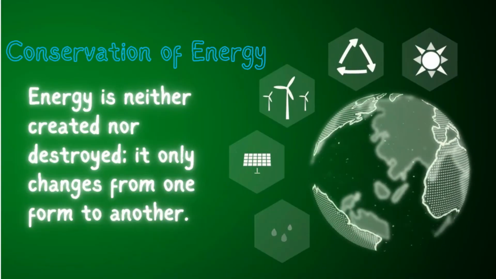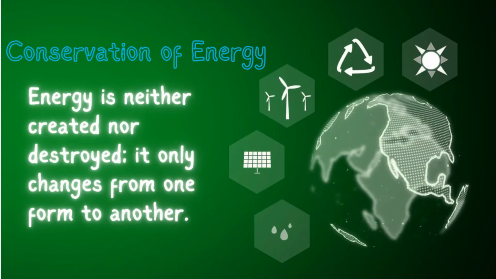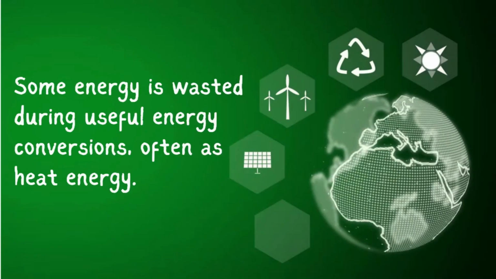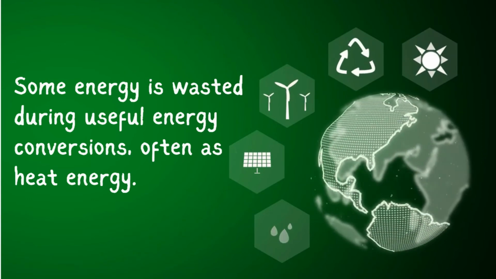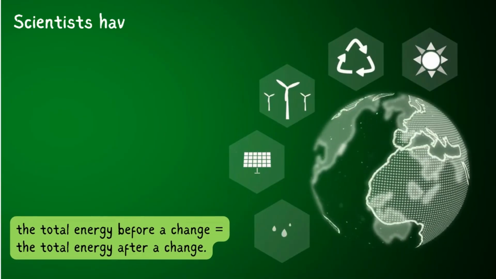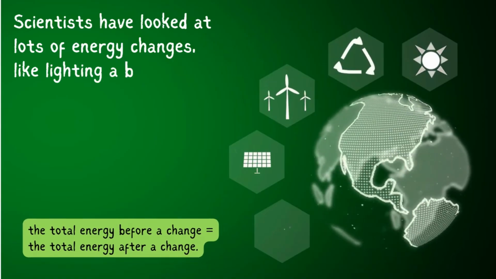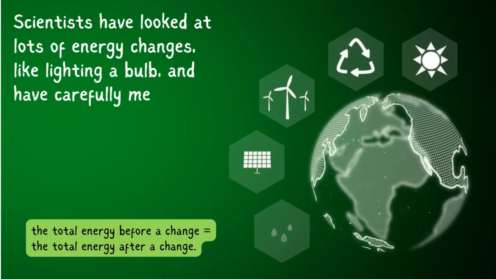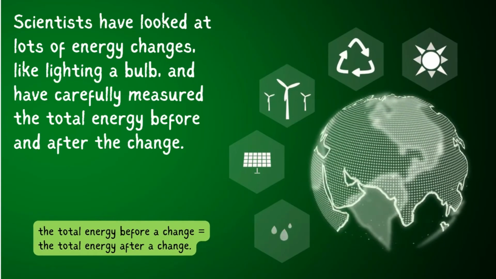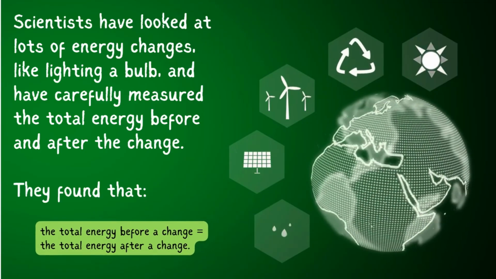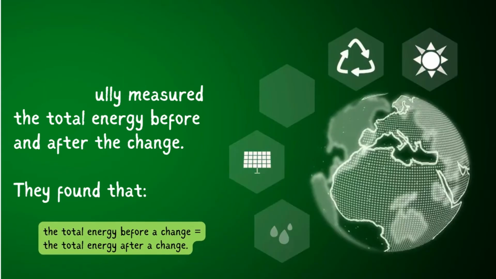The conservation of energy states that energy is neither created nor destroyed. It only changes from one form to another. Some energy is wasted during useful energy conversions, often as heat energy. Scientists have looked at lots of energy changes, like lighting a bulb, and have carefully measured the total energy before and after the change. They found that the total energy before a change is equal to the total energy after a change.